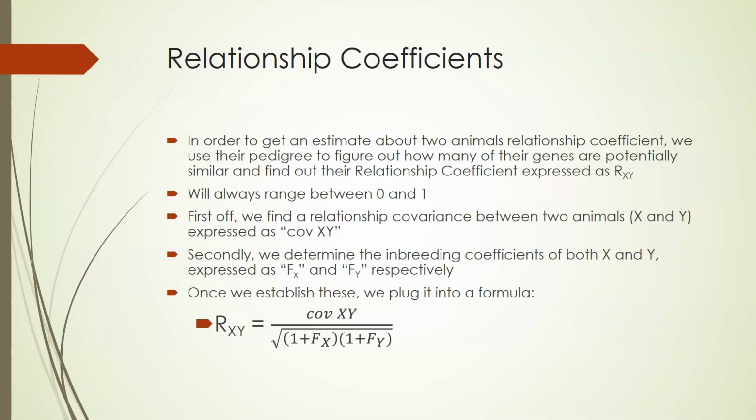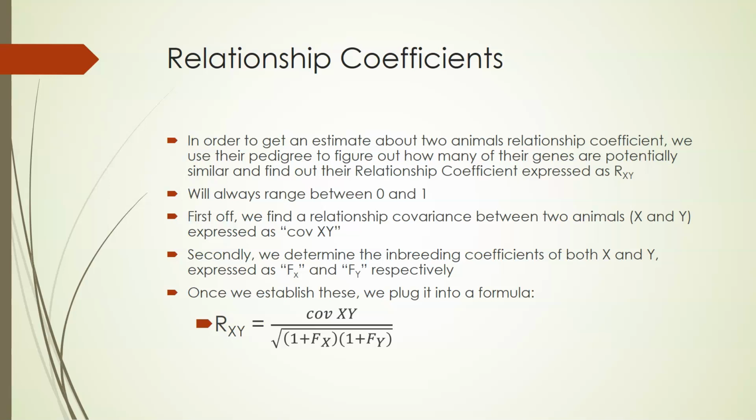You see in this first bullet point that it is expressed as R sub XY. What that's saying is R_XY is the relationship coefficient between animals X and Y. In the future, you're going to see me put maybe R_AB or something like that, and that would be the relationship coefficient between A and B. Our relationship coefficient will always range between 0 and 1, so you'll probably get an answer like 0.64 or 0.21. What that is saying is this is the percentage of genes that, based on common or direct ancestry, we would expect to be similar because of ancestry.